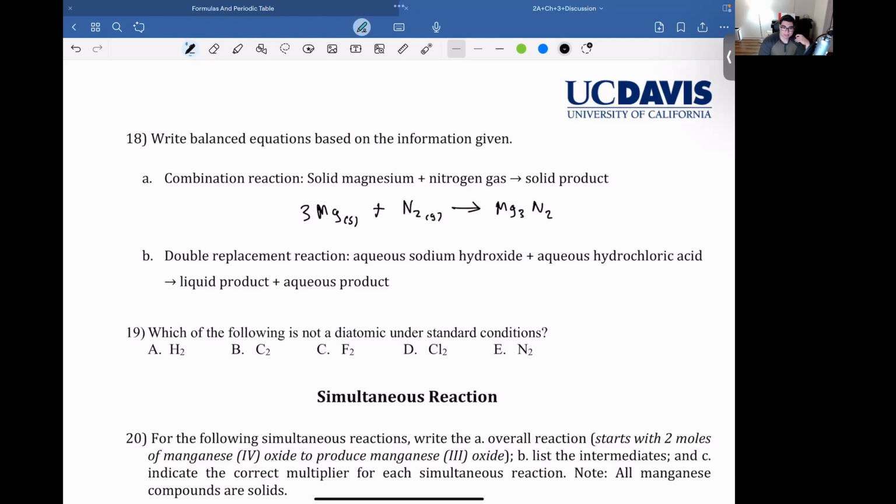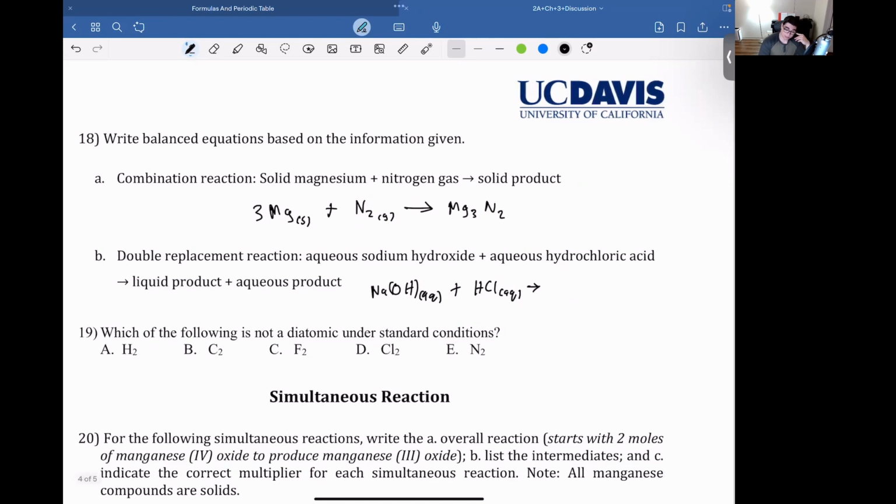All right, going on to B, it's a double replacement reaction. You have aqueous sodium hydroxide plus aqueous hydrochloric acid. So sodium hydroxide plus HCl gives a liquid product, an aqueous product.